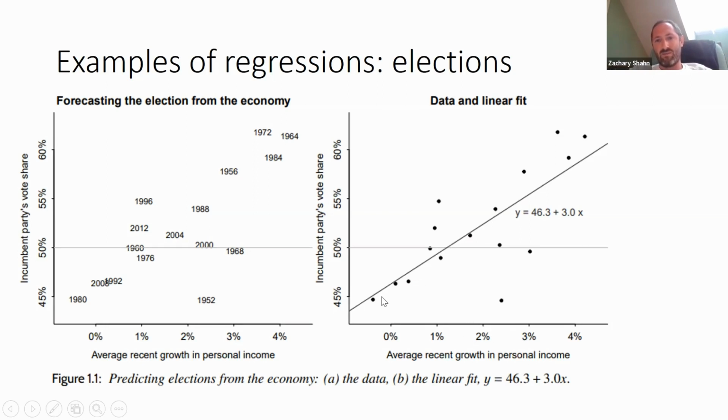And using methods that we'll learn later in the class, they find that the line that best fits this data, that best runs through these points, which we'll, again, make more precise later in the class, is that incumbent party vote share is 46.3 plus 3 times the recent growth in personal income. So that's just another example.